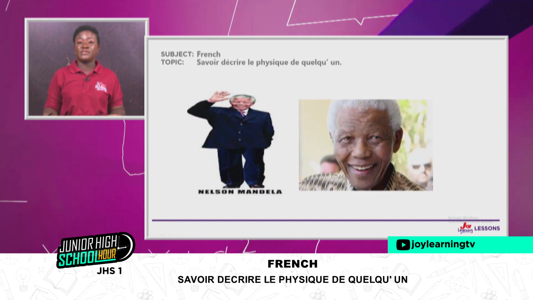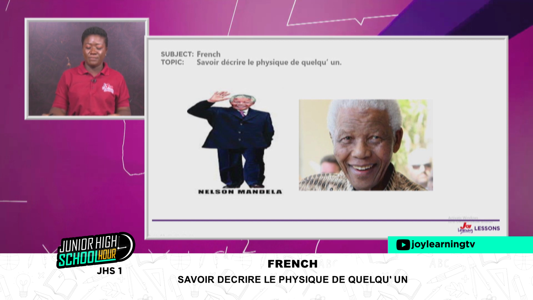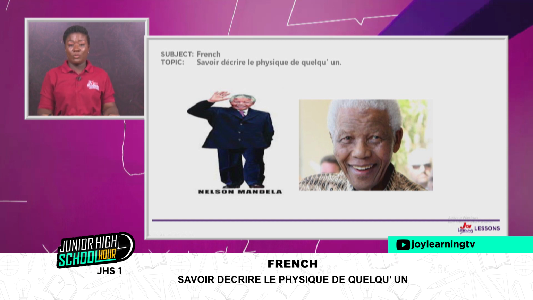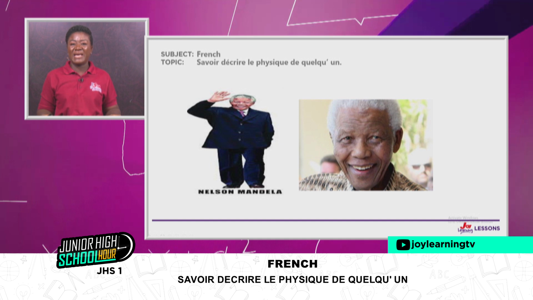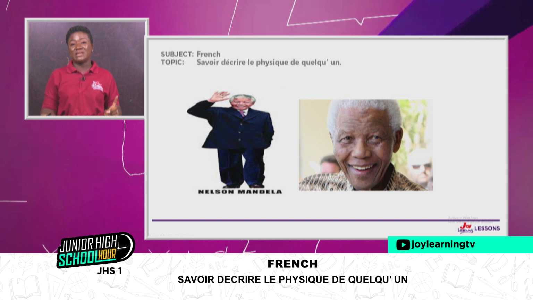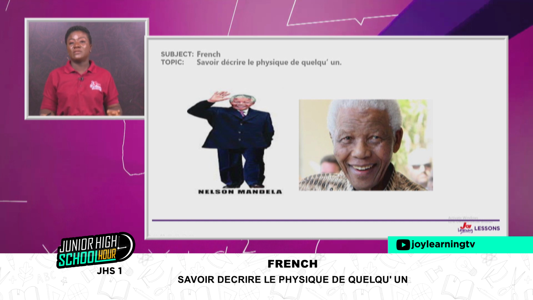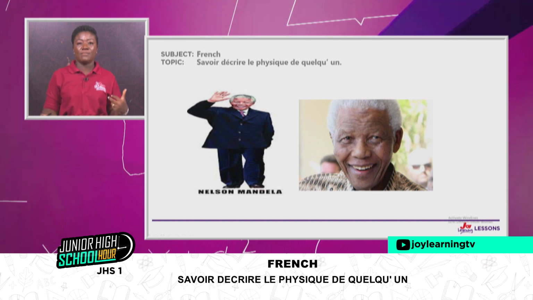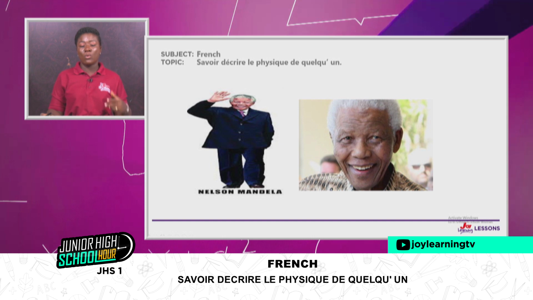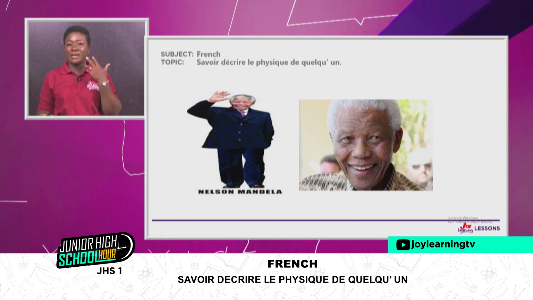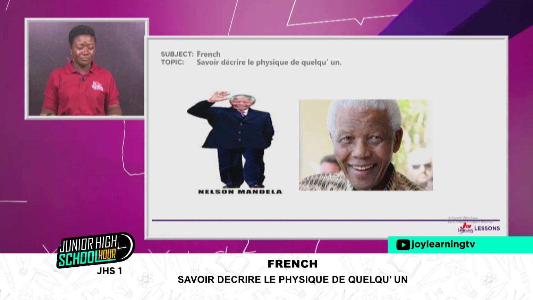Now the image is on our screen again. Look at the image carefully and then write one sentence or some simple sentences talking about the physical body, the structure, the hair, and then the eyes.